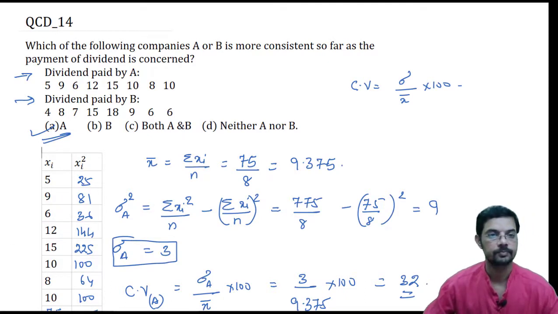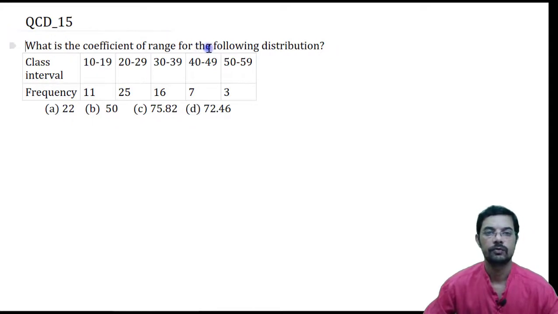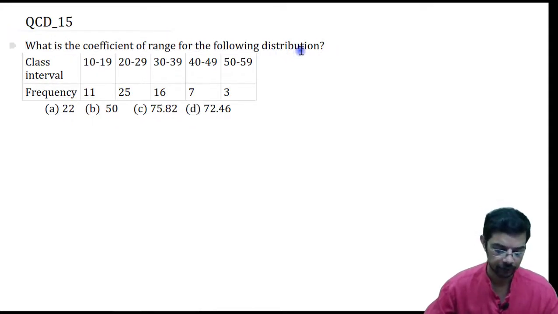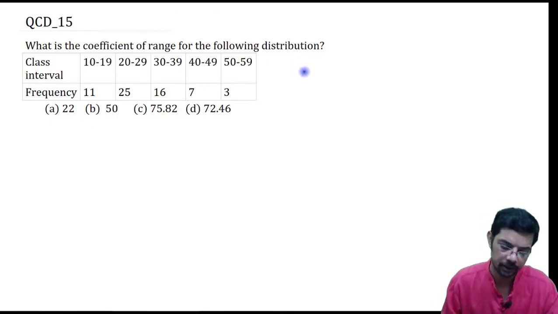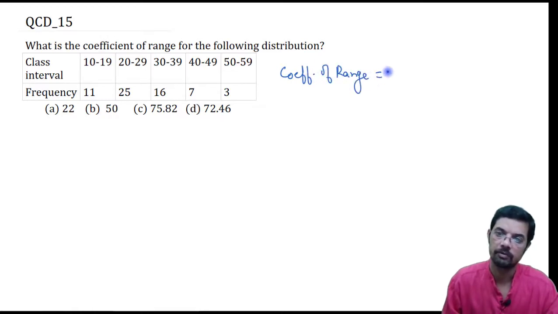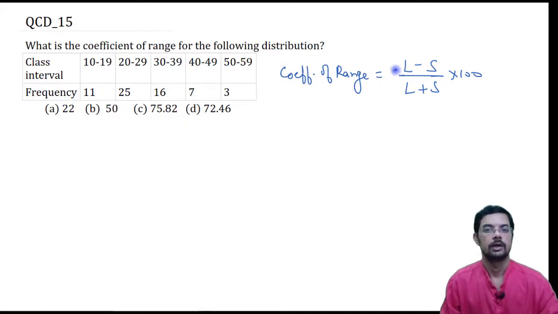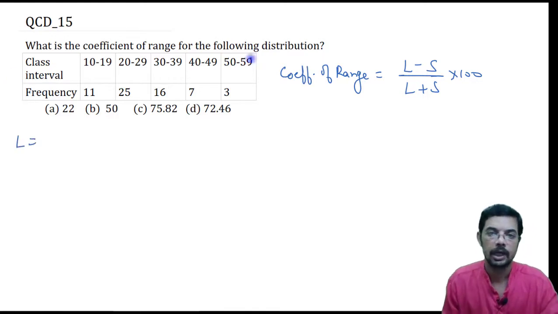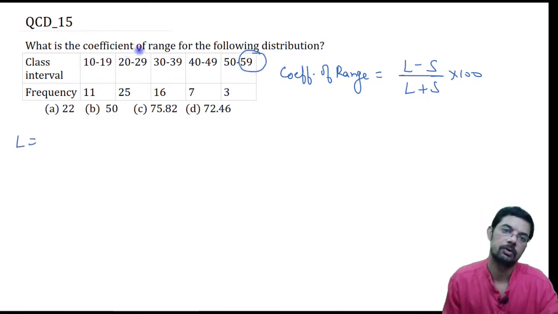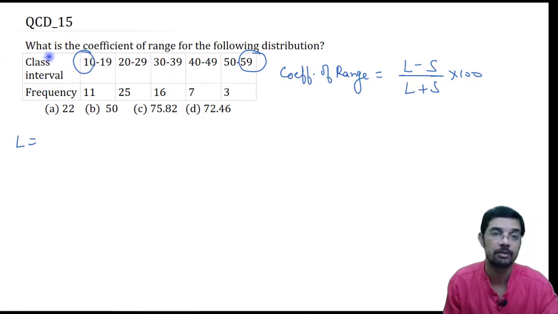Next question. What is the coefficient of range for the following distribution? We need to find the coefficient of range for the following distribution. What is the coefficient of range? The formula of coefficient of range is given by L minus S divided by L plus S into 100. We need to find out L and S. Okay, we can use the formula. L will be the largest boundary point, highest boundary point, and S will be equal to the smallest boundary point.